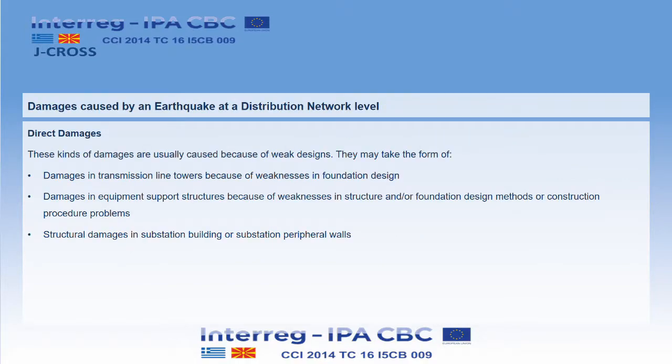Direct damages. These kinds of damages are usually caused because of weak designs. They may take the form of damages in transmission line towers because of weaknesses in foundation design. Damages in equipment support structures because of weaknesses in structure and or foundation design methods or construction procedure problems. Structural damages in substation building or substation peripheral walls.